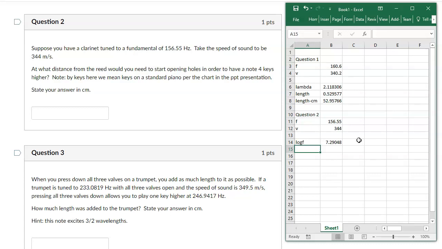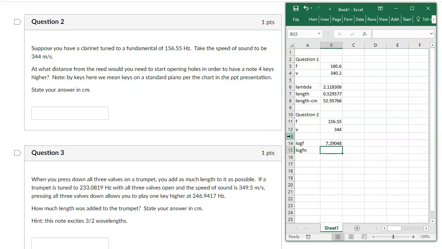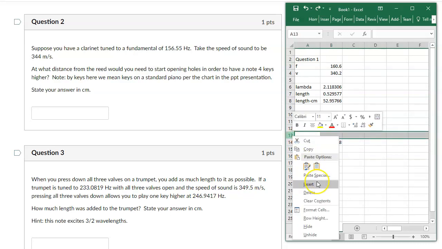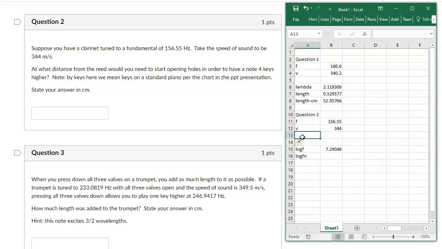Okay, now we need to go 4 keys higher. And if you remember from part 3 of the lecture, to go 4 keys higher, we're just going to add 4 times our, sorry, let me put in, I did not put in, pardon me. I need a new variable. n is 4 keys higher, right?